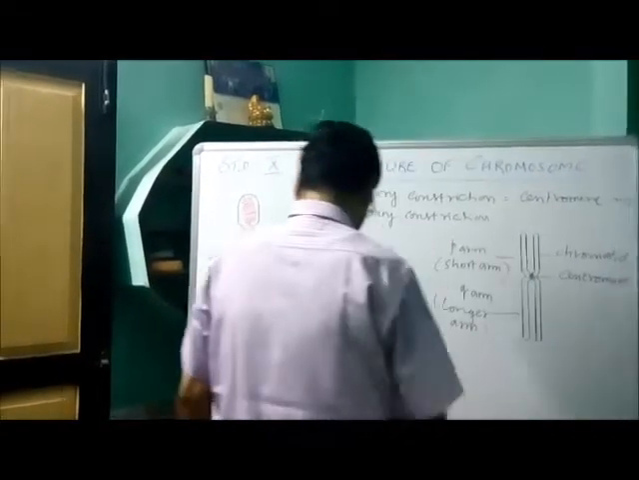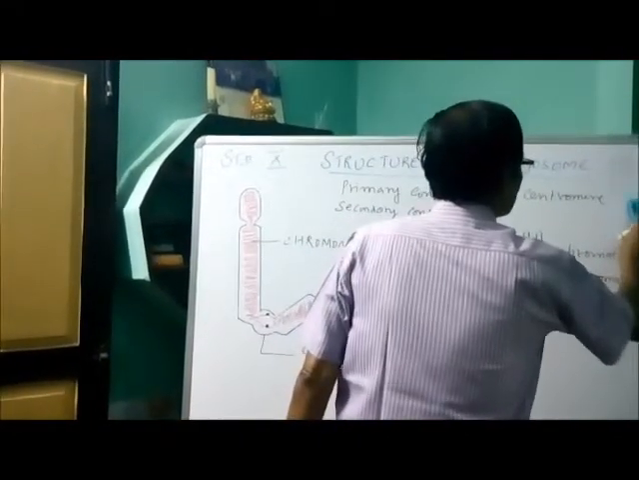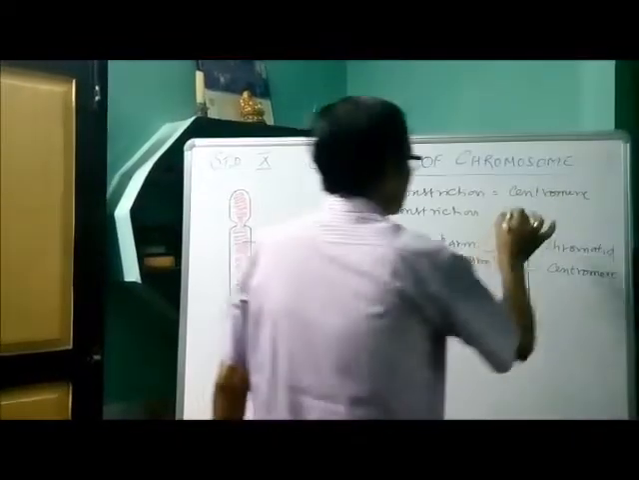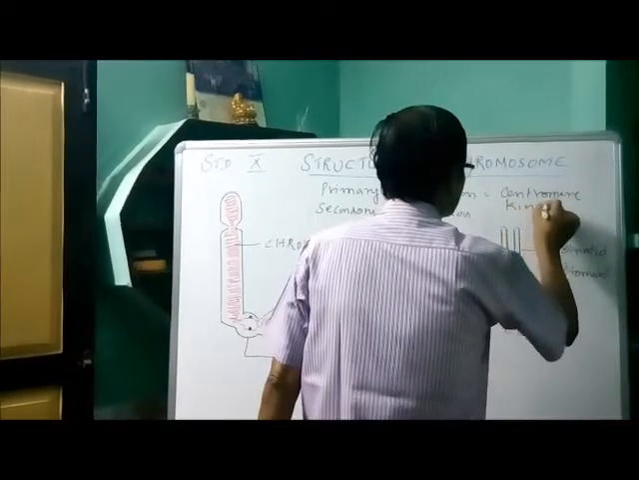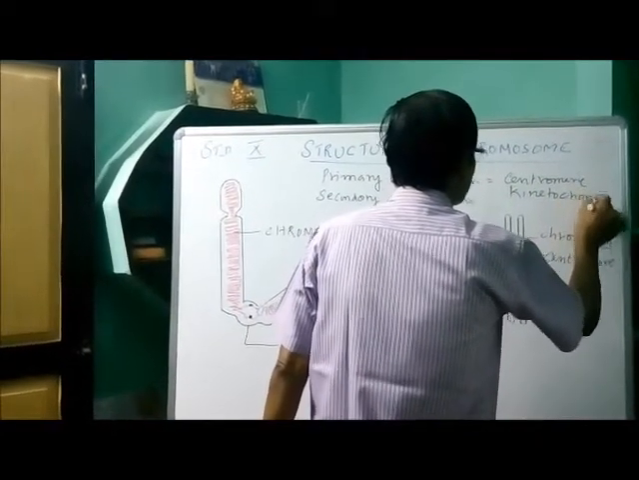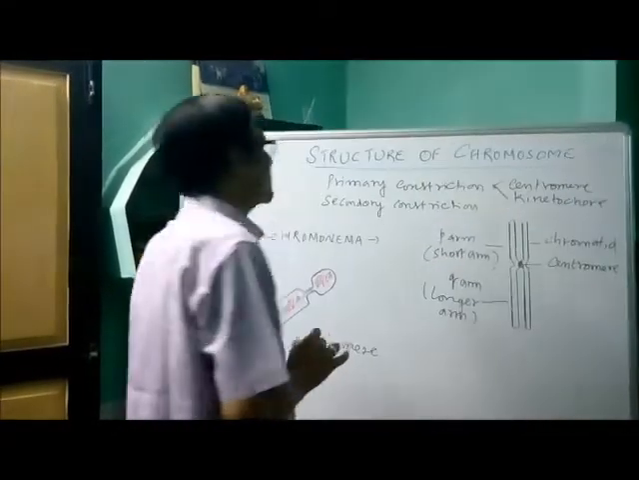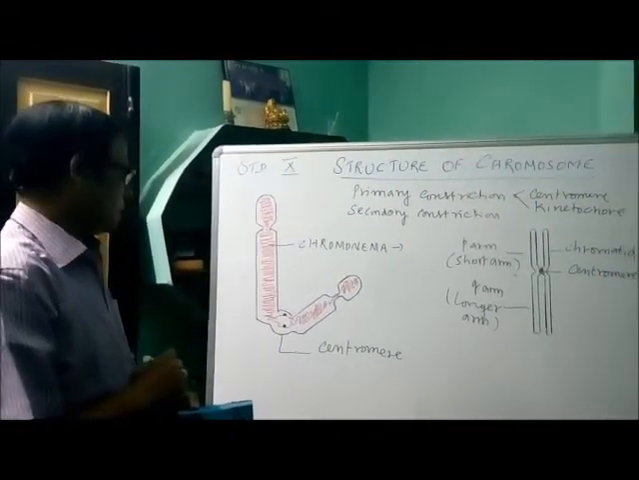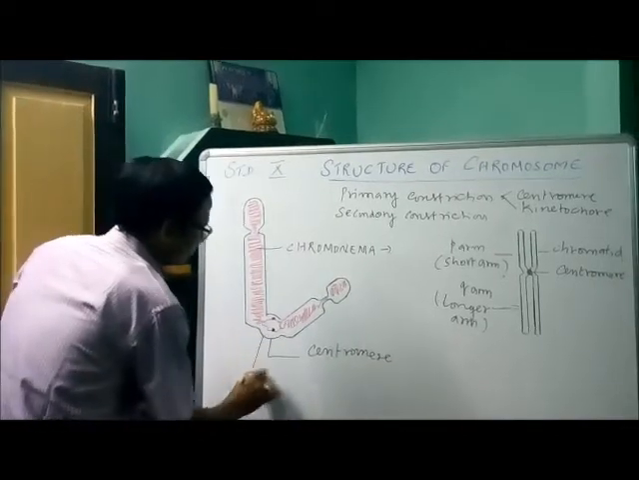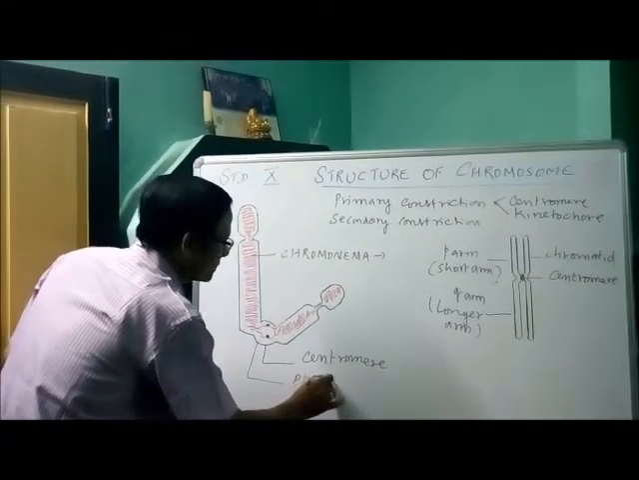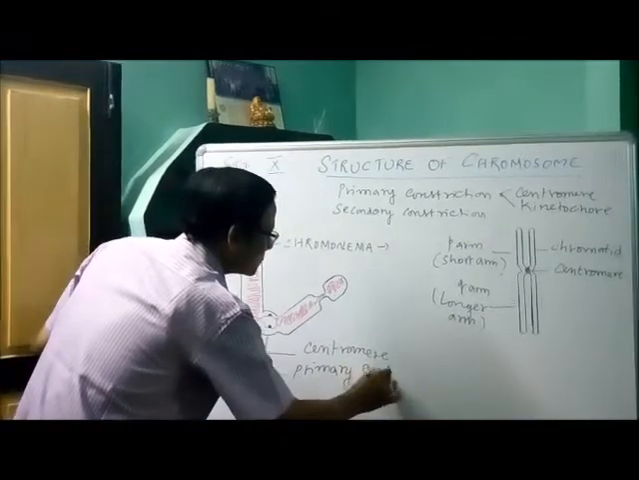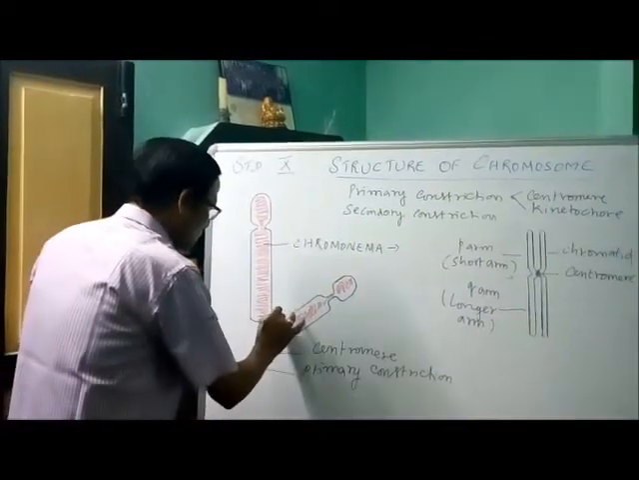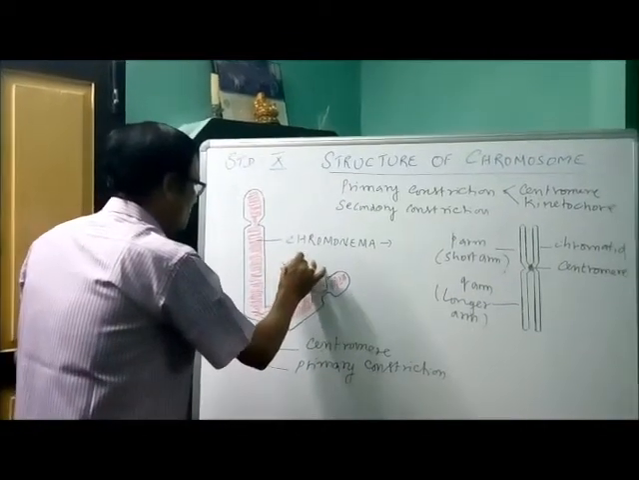Or we can say the primary constriction consists of two components: one, centromere, another one, kinetochore. Now this is the primary constriction, otherwise called centromere, which also has what is called kinetochore. This is called kinetochore.